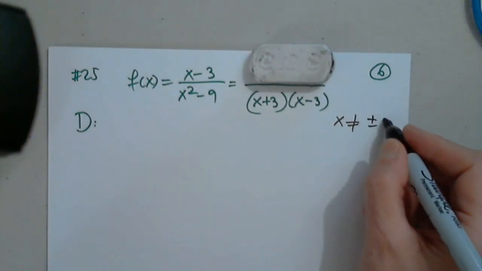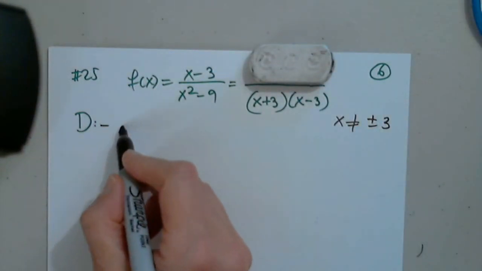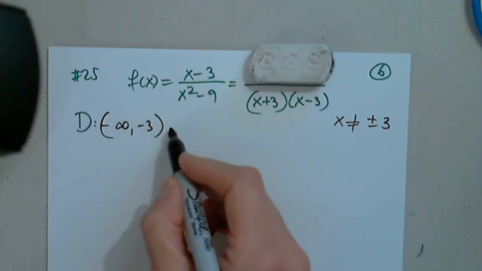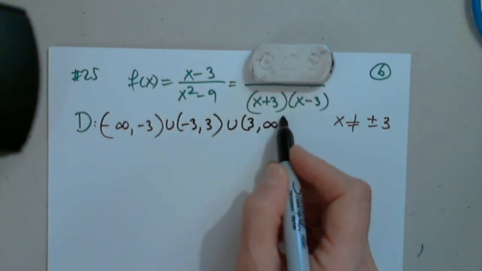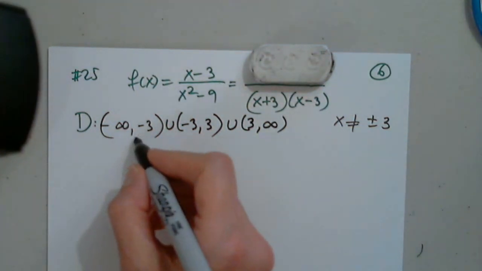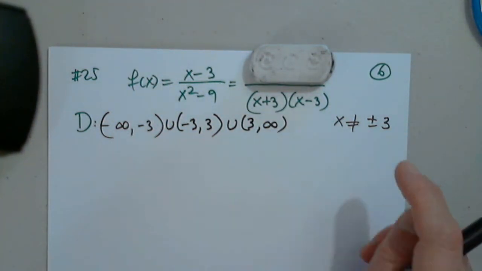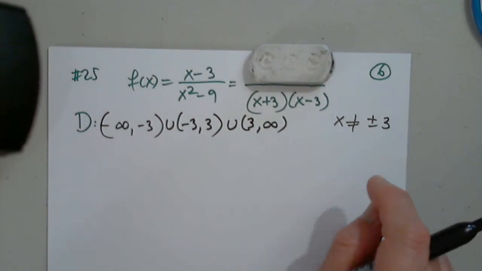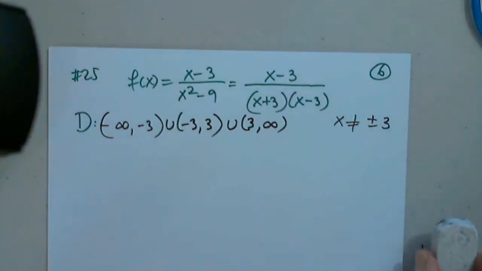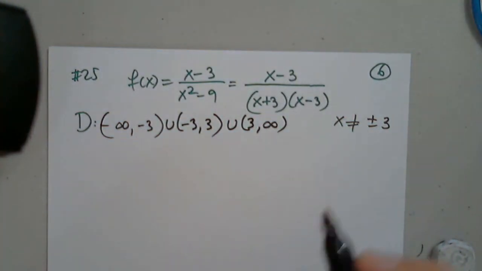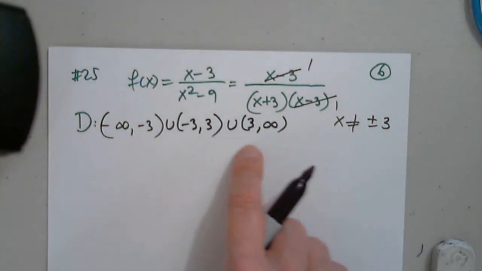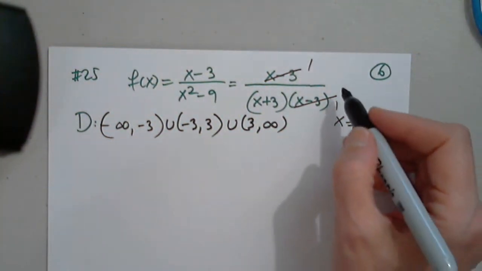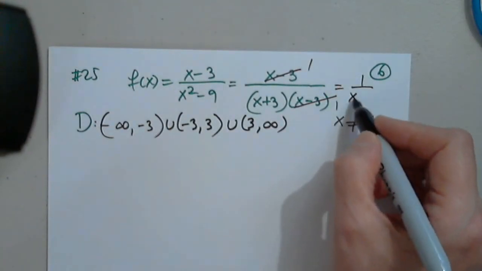Positive 3 and negative 3. Awesome. In other words, the domain is this: negative infinity to negative 3, union negative 3 to 3, union 3 to infinity. So make sure you don't exclude anything else but positive and negative 3. Good. Now, I am allowed to do this. After I state the domain, I state the restrictions, and now I can write 1 over x plus 3.